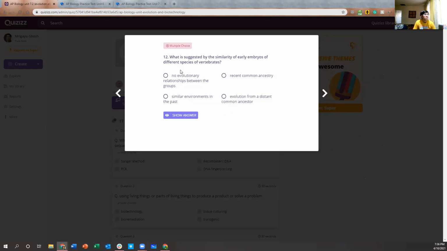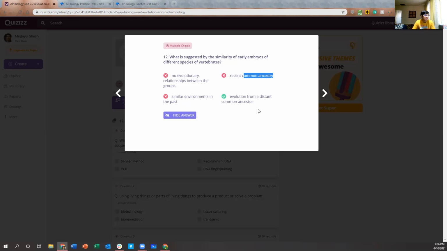Okay. What is suggested by the similarity of early embryos of different species of vertebrates? So remember, if you look at the embryos and they're very similar, that suggests that they probably have a common ancestor, right? Because they're similar. So probably recent common ancestry, because it could be evolution from a distant common ancestor, but I would probably go with this. Similar environments doesn't really make sense because embryos are something that's internal, so I think it would make sense to say recent common ancestry. Okay, never mind. It's evolution from a distant common ancestor.